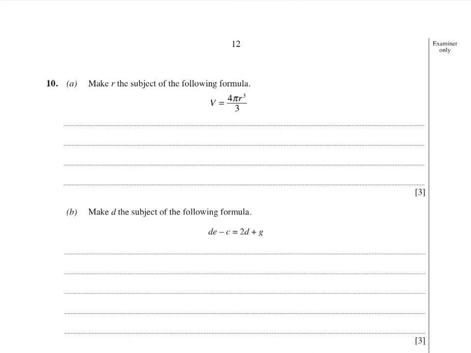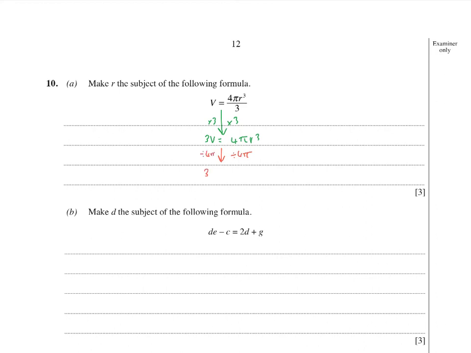Okay, making R the subject of the formula means I want to get R on its own. So the first thing I'm going to do is times both sides by 3, or move the 3 across to get 3v equals 4 pi r cubed. The next thing I'm going to do, starting to get R on its own, is get rid of the 4 and the pi. So I'm going to divide both sides by 4 pi.